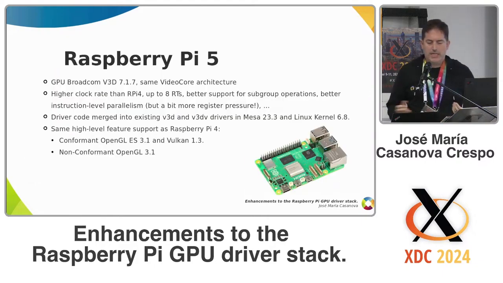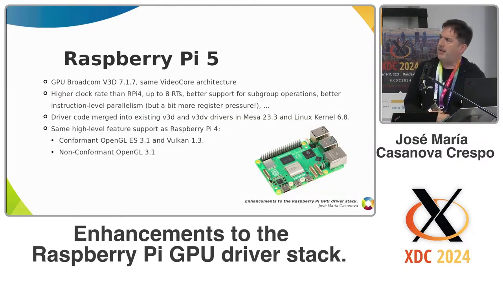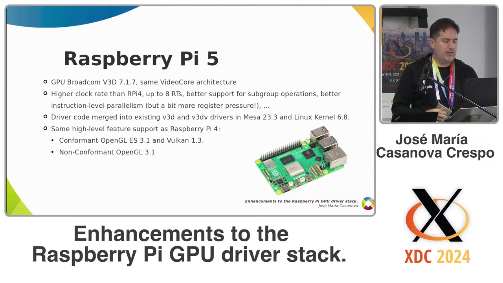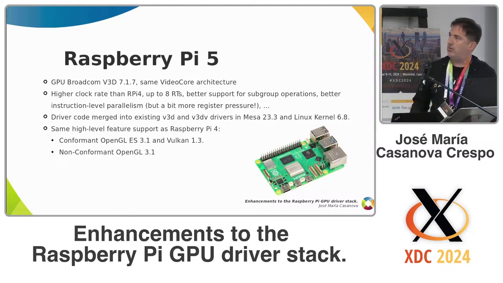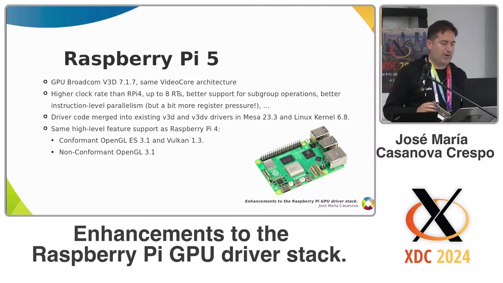So with this new hardware, the Raspberry Pi 5 is a new evolution from the previous model, the Raspberry Pi 4. It's the new generation using the Broadcom VideoCore architecture number 7. It has a higher clock rate than the Raspberry Pi 4. It allows us to draw up to 8 render targets, which is a requirement to have support for OpenGL Desktop 3.0 and above. It has better support for subgroup operations and better instruction level parallelism.